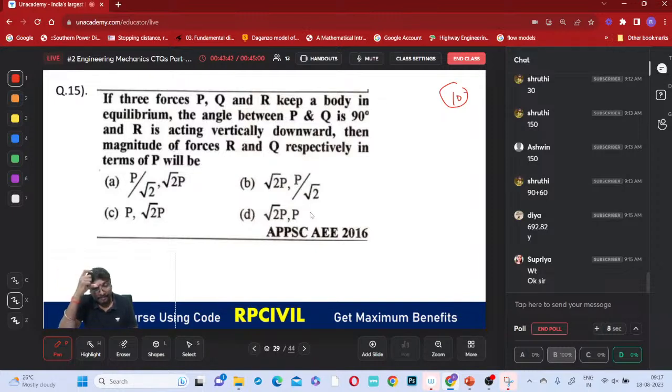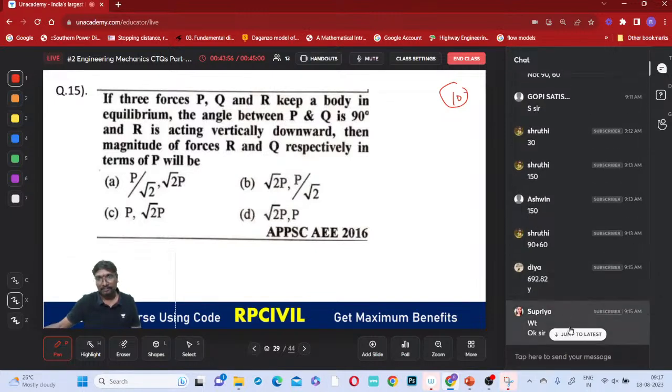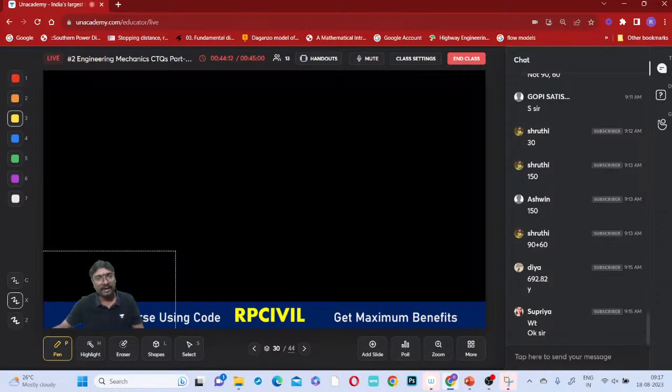10 seconds more time. Same Lami's theorem only we have to apply now. You need not apply anything else, right? The three forces P, Q and R keep a body in equilibrium. The angle between P and Q is 90 degrees and R is acting vertically downward. This is the R force.